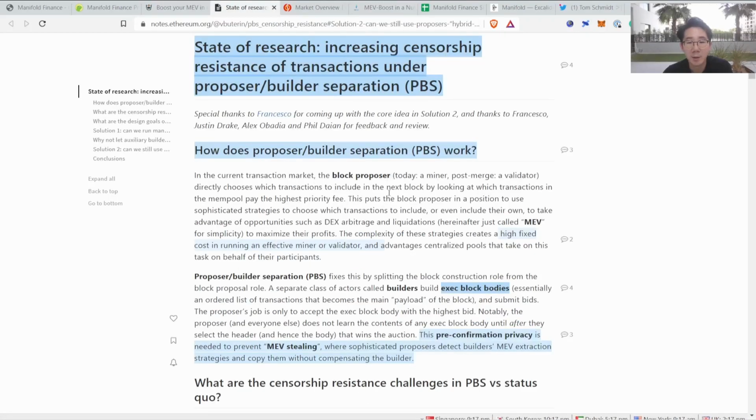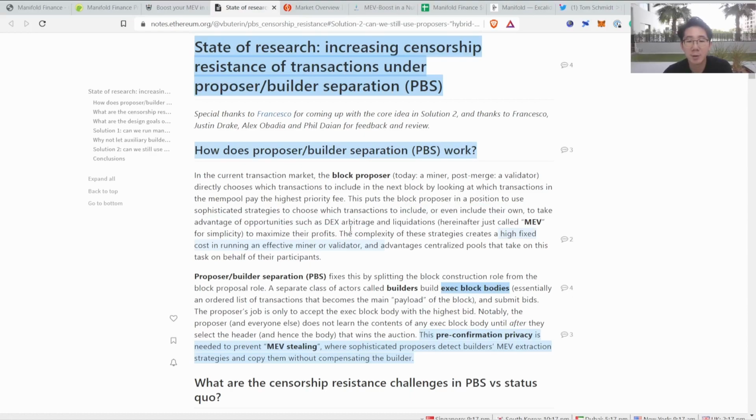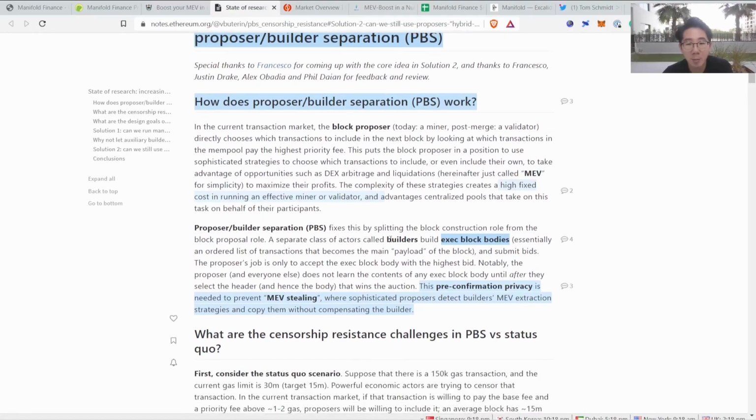And you can see over here in Vitalik's notes, he explains that a block producer is in a position to use sophisticated strategies to choose which transactions to include, to take advantage of such MEV opportunities and maximize their profits. So you end up with a situation where validators with the most technical resources and the most money are able to build the most sophisticated strategies to capture all these MEV profits. And what happens after that is everybody will just stick with this validator, and that's why it will create this centralization risk.